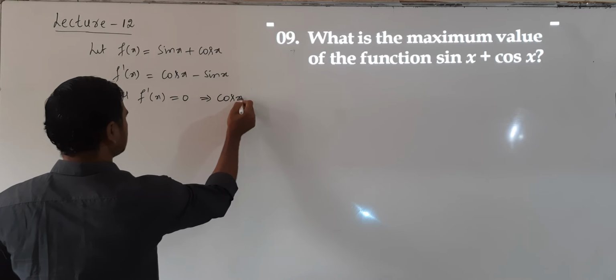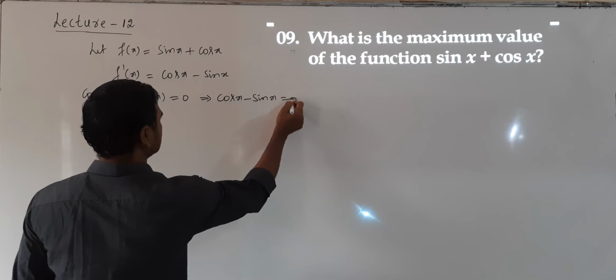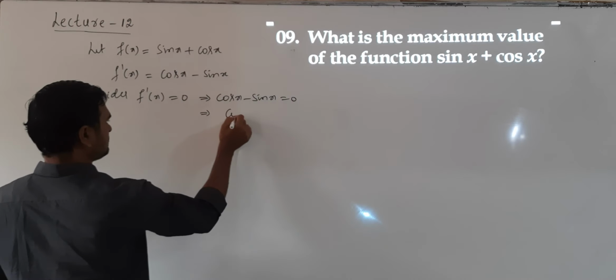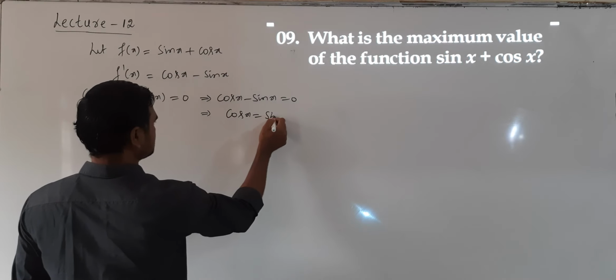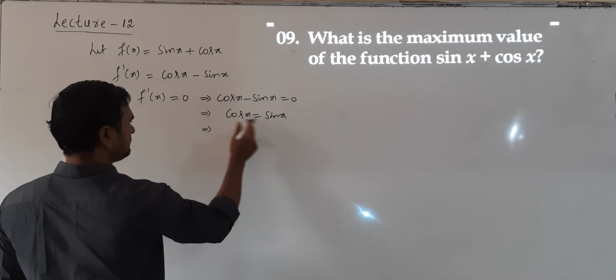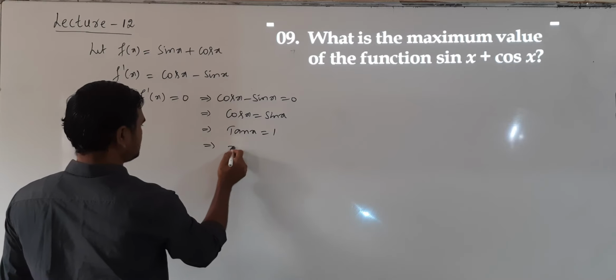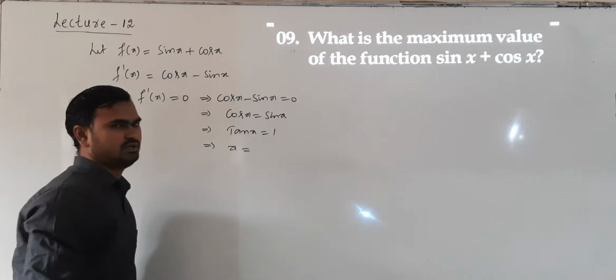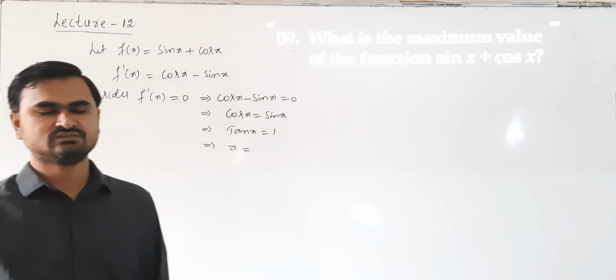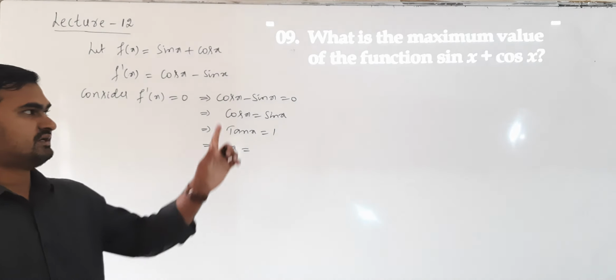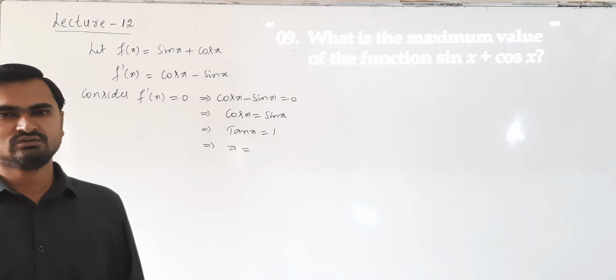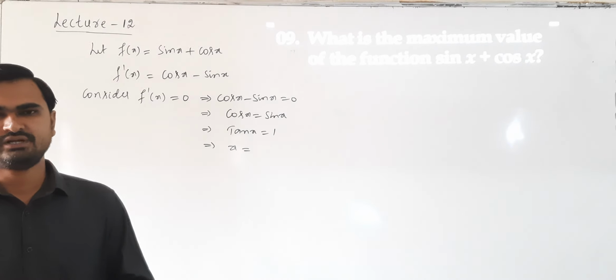Cos x minus sin x is 0. Cos x equal to sin x. Divided by cos, we get tan x equal to 1. How many points will we be getting where tan x is 1? If the interval is given, suppose 0 to pi by 2 or 0 to pi, as we have seen in the previous case.